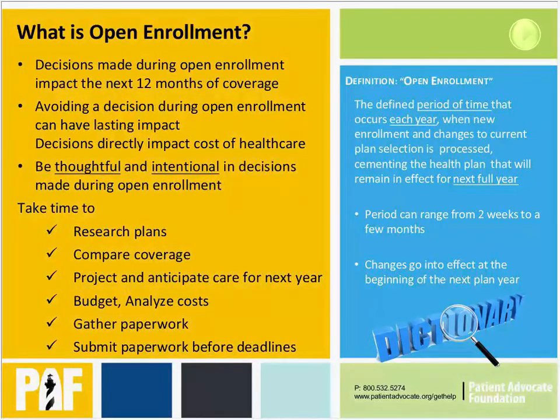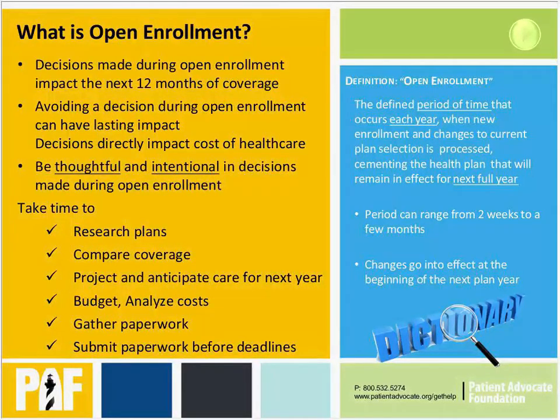Changes go into effect at the beginning of the next plan year. It's really important to remember that the decisions made during open enrollment do impact your coverage for the next 12 months. If you avoid a decision or don't make one, that can really have a lasting impact. You're actually going to see, when we cover it in a few minutes, that a lot of the marketplace plans have put in place automatic enrollment features. So if you do not re-enroll or re-elect or review and enroll into a new product, you will be, in a lot of cases, enrolled in the plan that you have this year. So be very thoughtful and intentional in the decisions that you're making during enrollment.